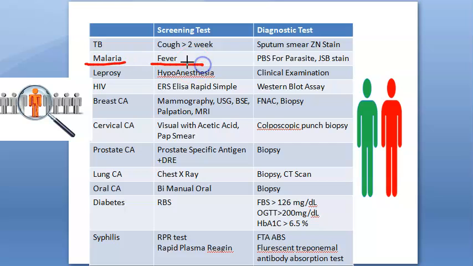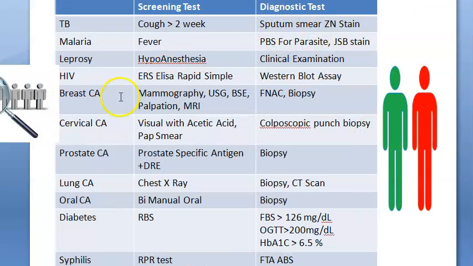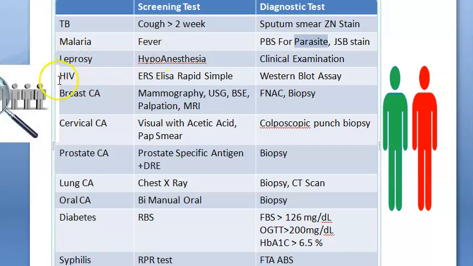Malaria, whoever has fever, you can screen them for malaria. And then in diagnosis, you'll have to take their blood and smear it and check, right? Peripheral blood smear, you'll have to check them for the malarial parasite. In the blood, you will be able to see the parasite. Then coming to leprosy, if there is hypoanesthesia, then you will have to do clinical examination to check. For this also you can do acid-fast staining and all, right? HIV, you can do ELISA, and for diagnosis you can do Western blot assay.